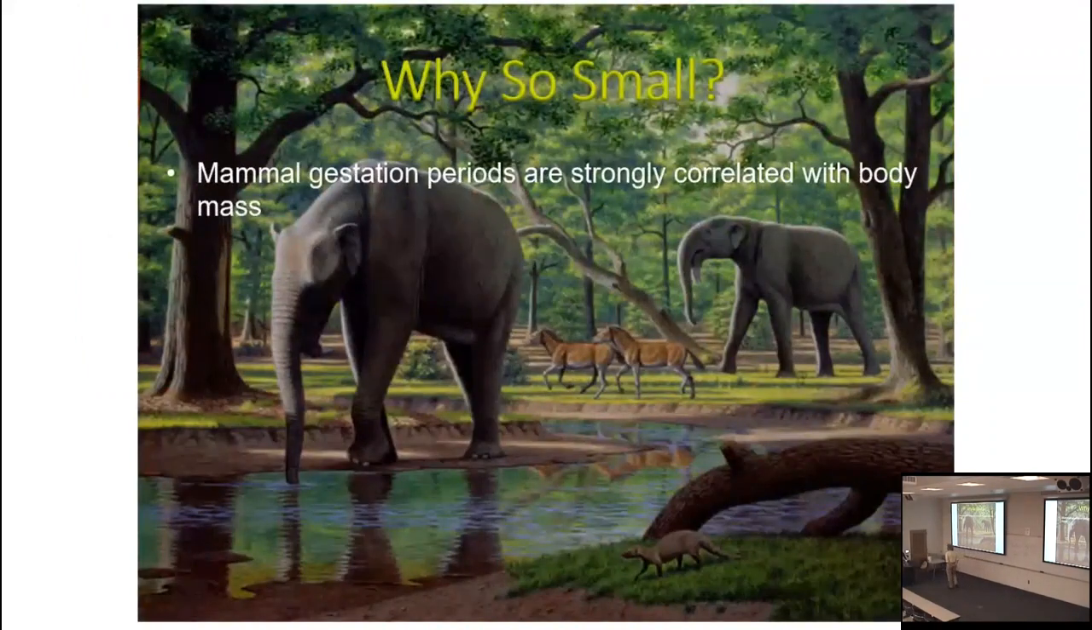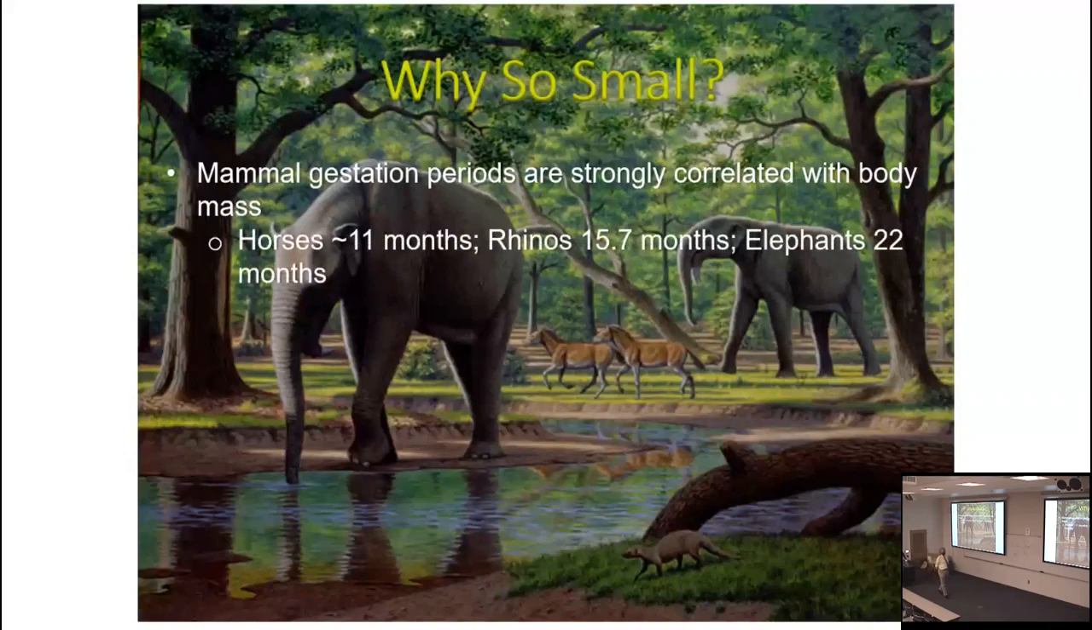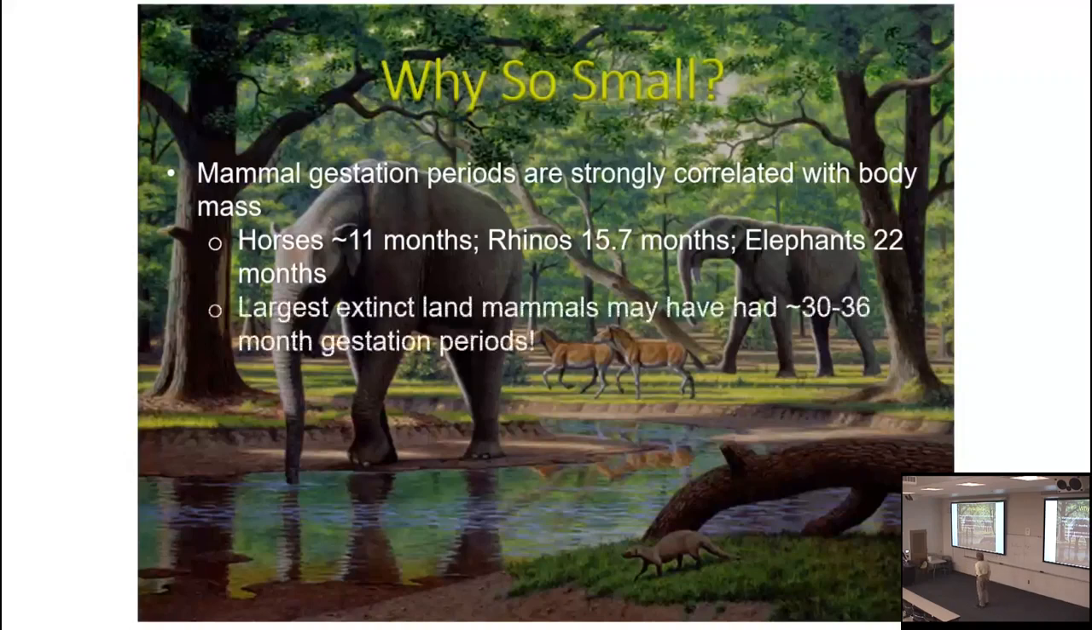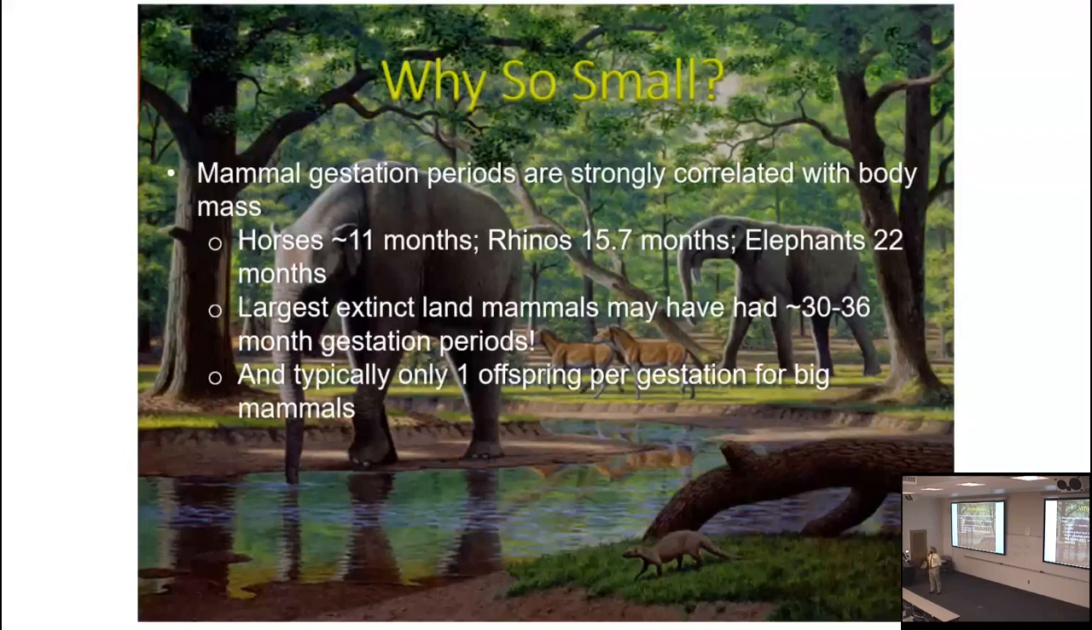So, as I mentioned earlier in this lecture, mammal gestation periods are strongly correlated with body size. So horses, about 11 months, rhinos, about 16 months, elephants, 22 months. Following this trend, the largest extinct elephants and the largest extinct rhinos maybe had about a 3-year gestation period, and they get 1 baby after that. That makes living at the rate of replacement difficult.